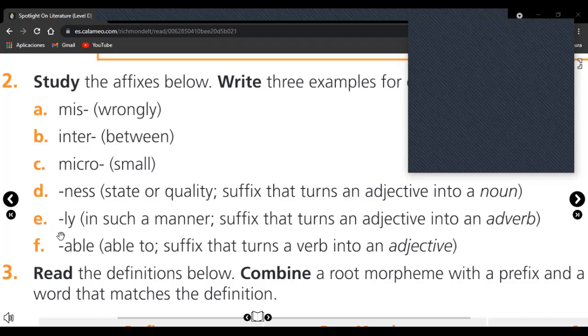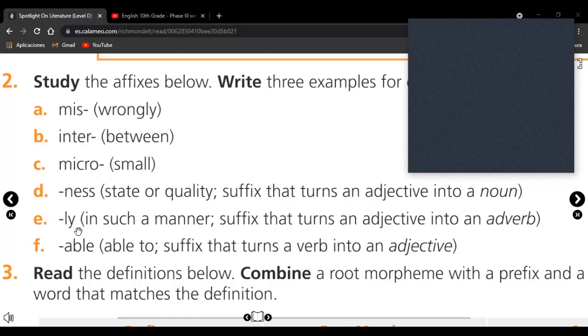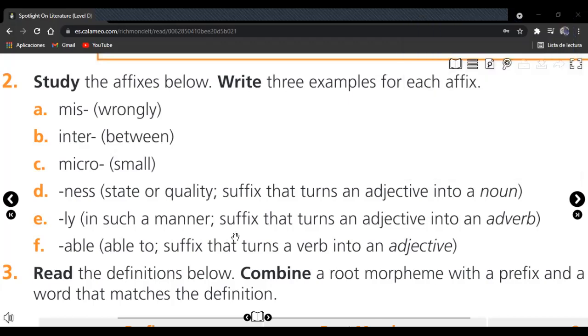Letter E, L-Y. When you attach L-Y, it indicates that an adjective turns into an adverb. And an adverb modifies an action, another adverb, and adjectives as well. Can you think of examples, my friends? You can use happy, you can use sad. Lovely, yeah, lovely. Happy, happily. The opposite? Sadly. Unfortunately, suddenly, slowly, rapidly, etc.